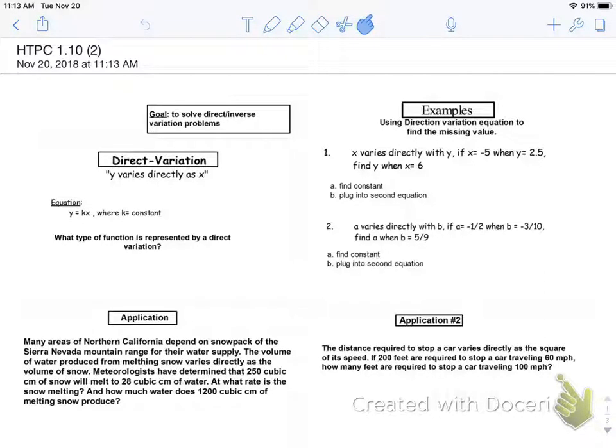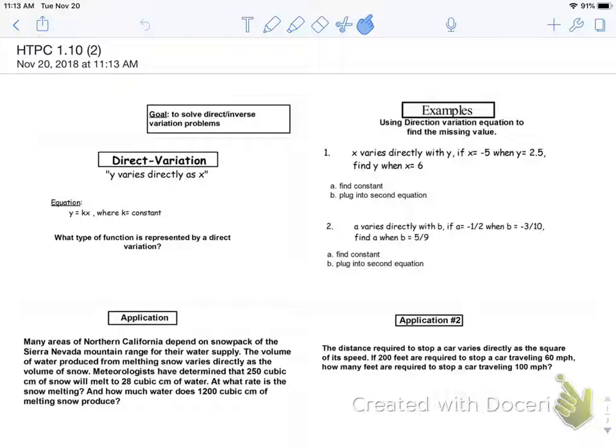Okay, this is going to be a quick lesson about direct and inverse variation. So we are just going to look at those two types of problems. So starting off with direct variation. If I had a phrase such as y varies directly as x, that means y equals k times x, where k is just some constant.